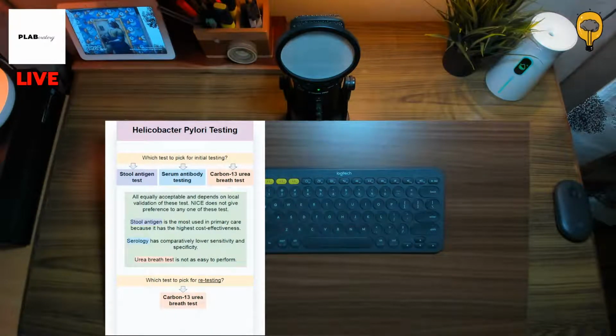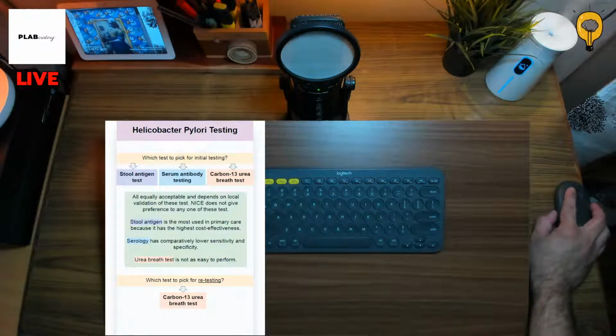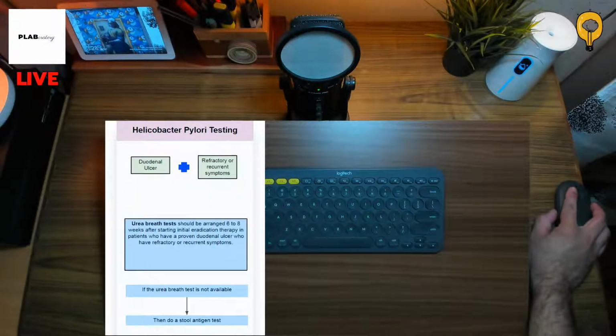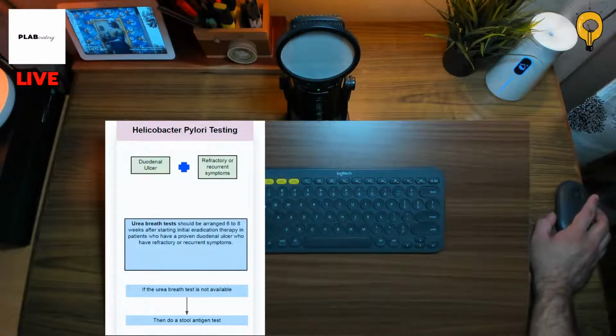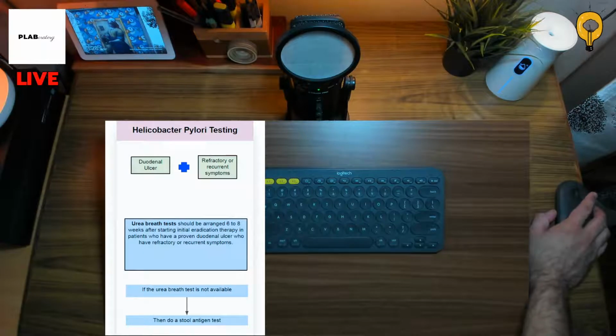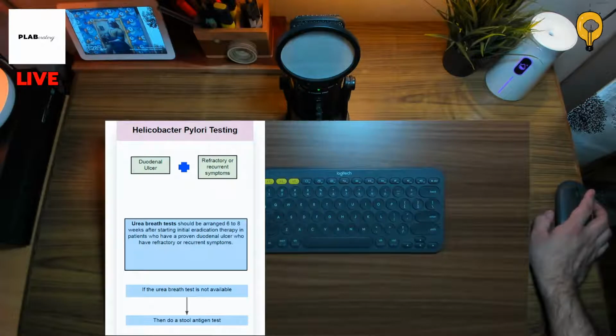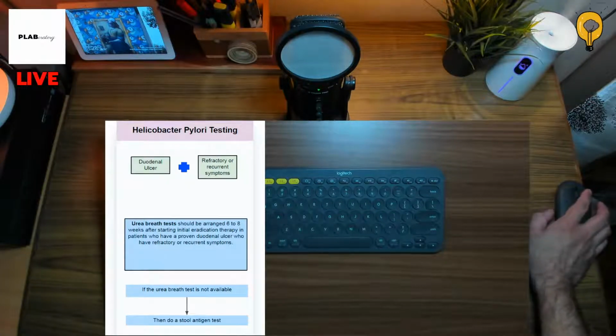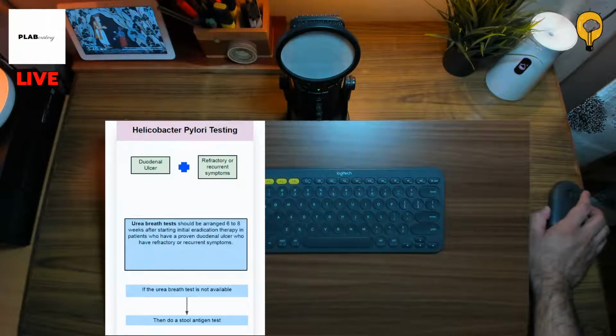But for retesting and check for eradication, NICE recommends C13 urea breath test, carbon 13 urea breath test. But if duodenal ulcer are present along with refractory or recurrent symptoms, then we have to conduct urea breath test around 6 to 8 weeks after starting the initial eradication therapy in the patients who are having duodenal ulcer plus refractory or recurrent symptoms. If this test is not available, then we will go for stool antigen test.